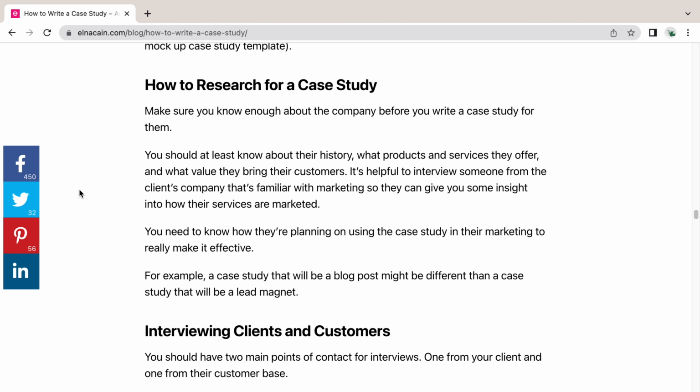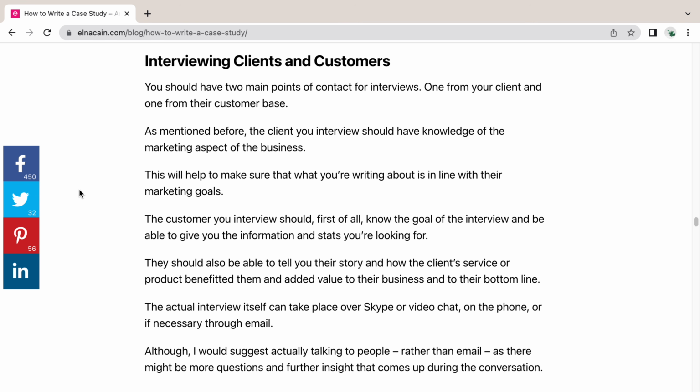As far as researching, get to know the product in depth, maybe use it yourself, talk to the owners about it, and then talk to the person who used that product or service. It's a good idea to have specific questions for the interview so that you're not losing steam while they're talking about their product and their story. You want to have specific questions that you can then write about in your case study.